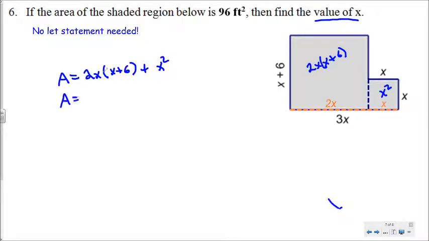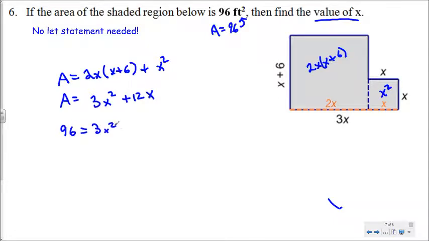So I get that the area, when I do my distribution and combine like terms, would be 3x squared plus 12x. And that's by distributing this 2x and combining like terms. The final simplified result will be this. I know that the value of the area was given to me to be 96 square feet. So I can plug that into the area.